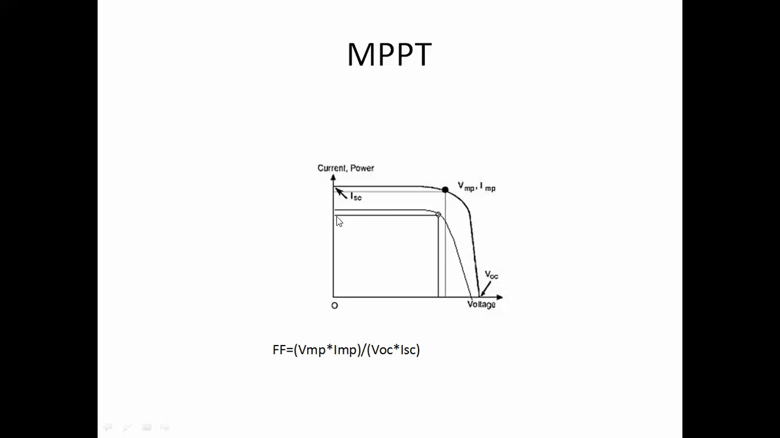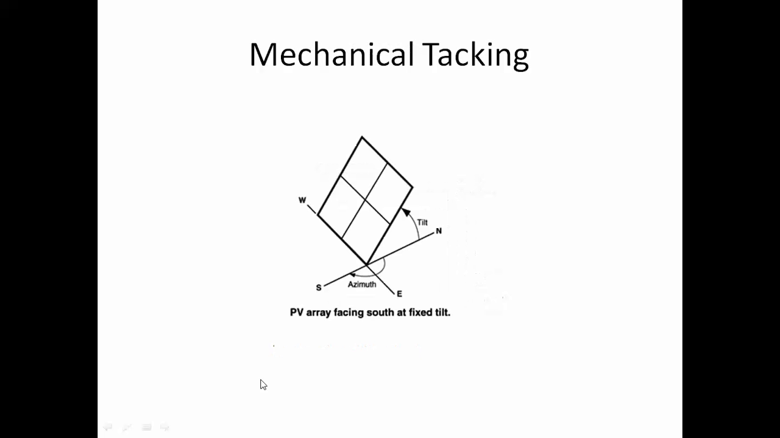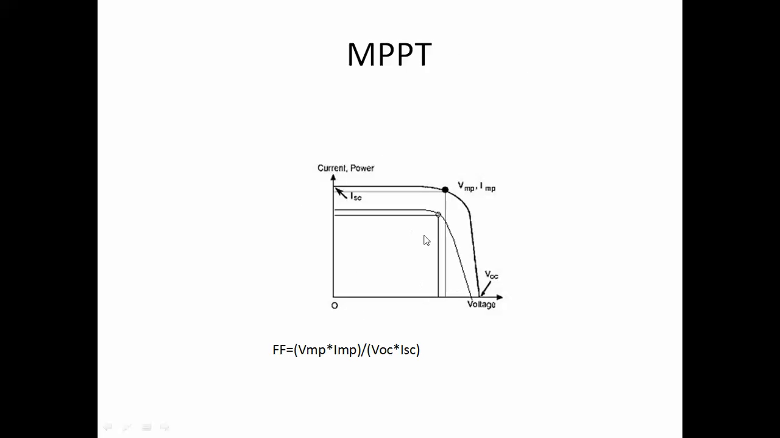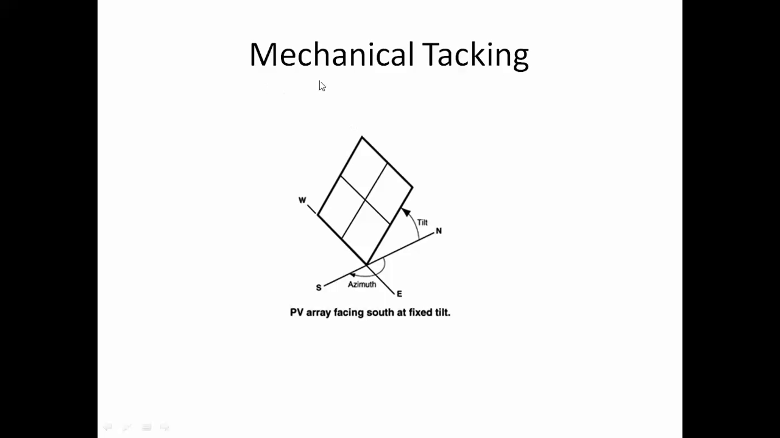Under lower radiation conditions, the PV characteristics will be decreased like this, so the fill factor will also be getting down. So here is the electrical tracking. By changing the voltage or changing the current, we can change the operating point to a maximum power point. Likewise, here we have a mechanical tracking. In this we are mechanically changing the panel only. In the earlier case the panel is fixed and we are changing the voltage.